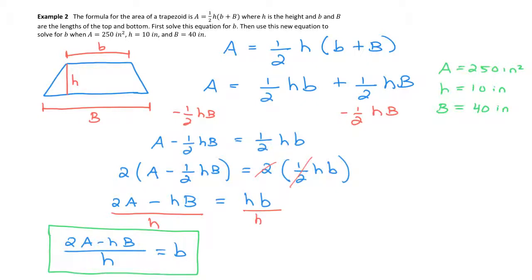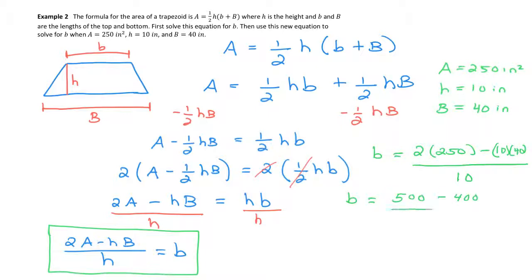So let's do that. Okay, so b is equal to, all right, I have 2 times a, so that's 2 times 250, minus h times b, that's 10 times 40, and this is all divided by h, which is 10. All that is left for us to do is to simplify this out. So let's see, 2 times 250 is 500, minus 10 times 40, which is 400, all divided by 10. And then b is equal to, okay, that's 100 divided by 10. And we get that b is equal to 10. And more precisely, I should say 10 inches.